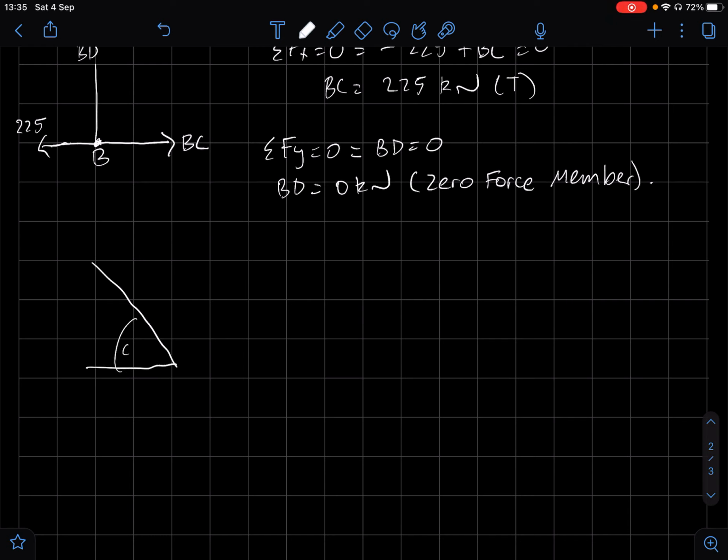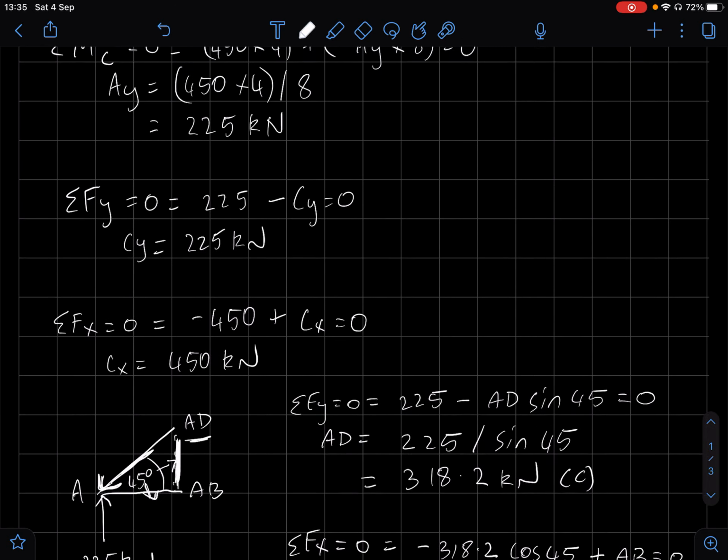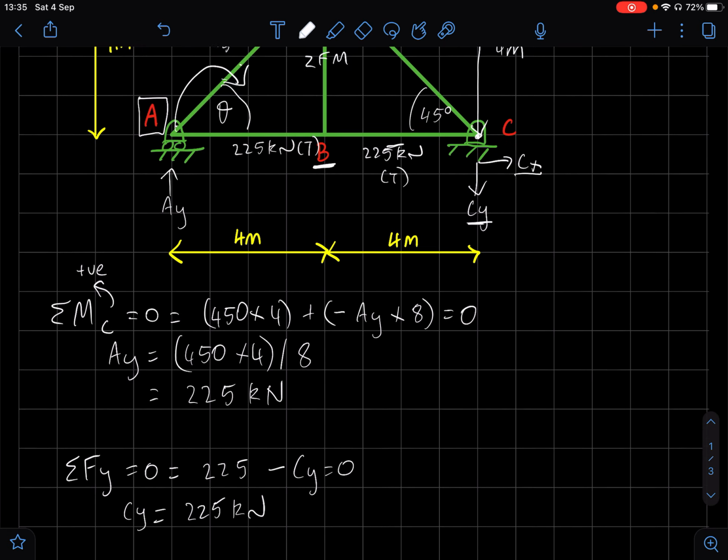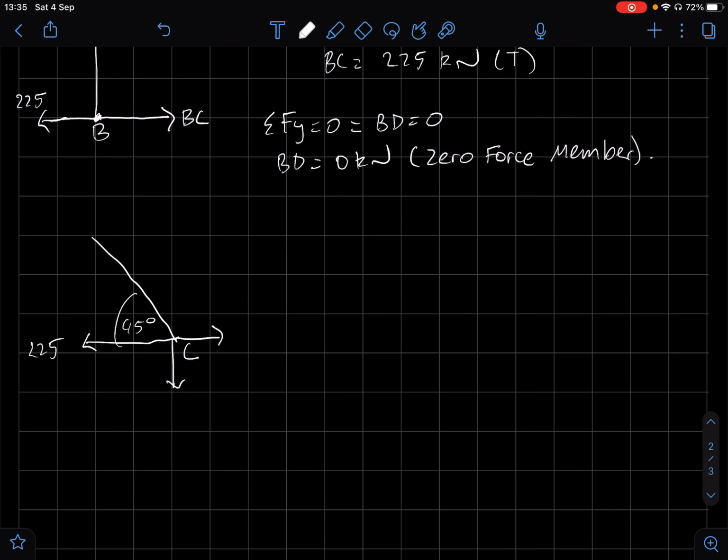So this one is joint C. And we know this one here is acting away from the joint at C. That is, we just calculated as 225. Then we have our support reactions. So Cx we calculated was what? 450 from memory? Cx 450. Yep. And then Cy as 225. So 450 and 225.